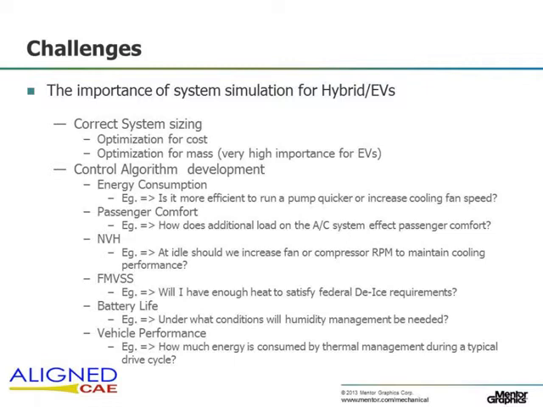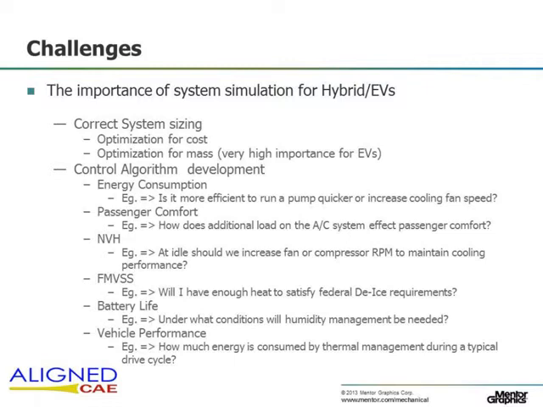What we're seeing now with hybrids and EVs, because of all the controls available to the individual components, is that algorithm development is becoming more and more important. And there are some questions that we've seen come up from our clients which are repeated. For energy consumption, we'd like to answer the question: is it more efficient to run a pump quicker or increase cooling fan speed? Because now we have the control over these. We have a brushless pump, for example, that we can increase speed, or we have a brushless DC fan that we can increase or decrease speed. So what's more efficient? Okay, so we have energy consumption on our minds all the time when we're developing control algorithms. Passenger comfort is another area of concern.